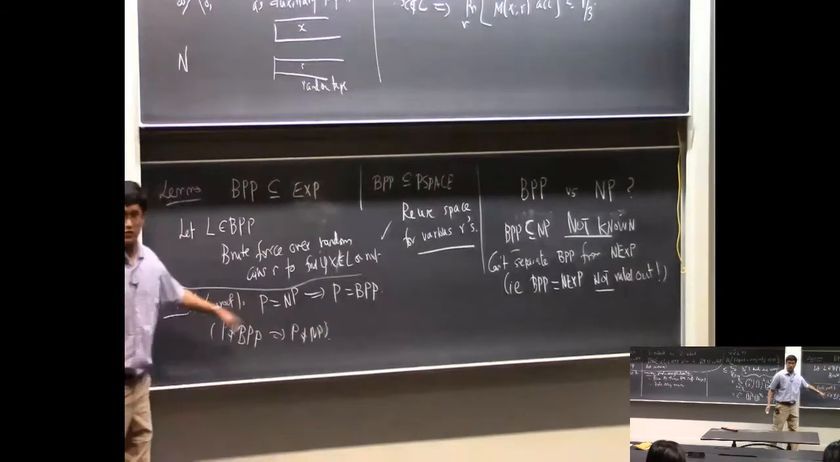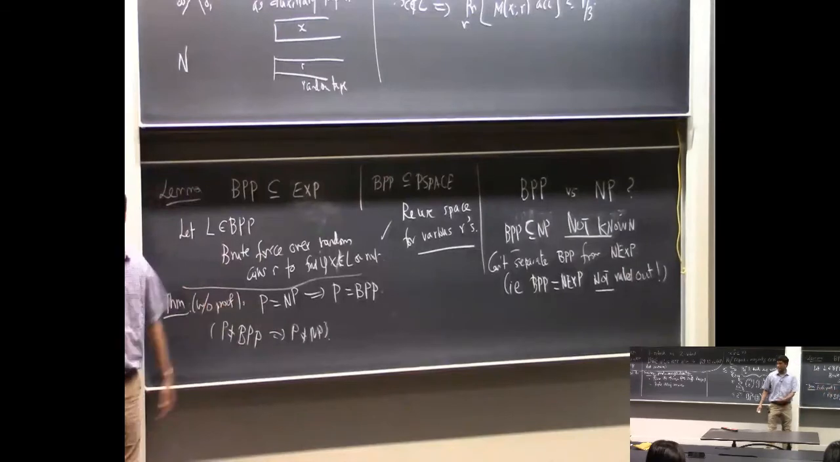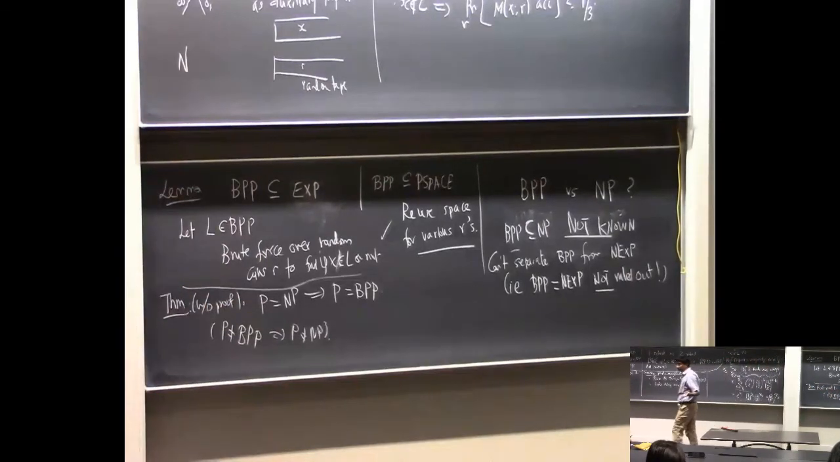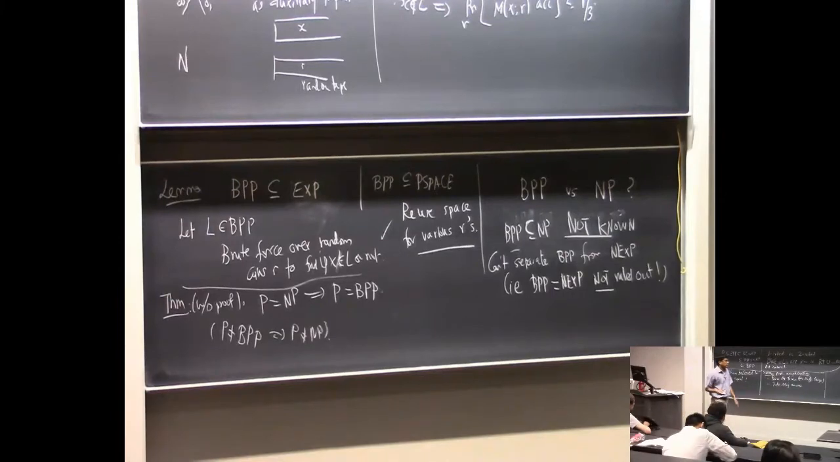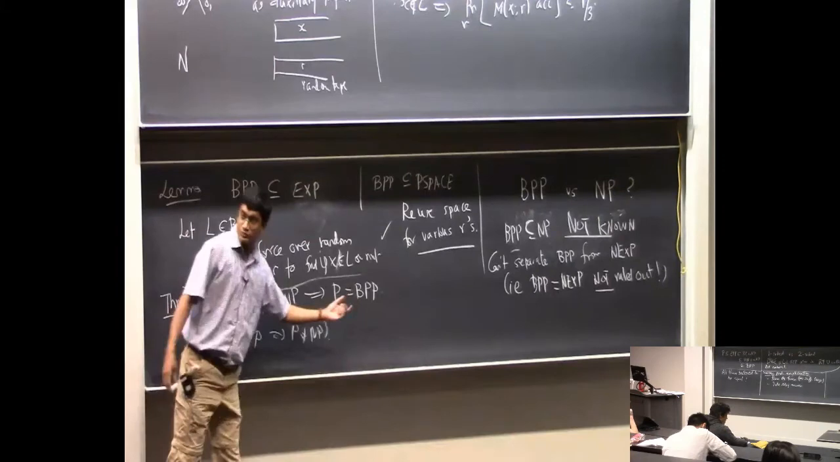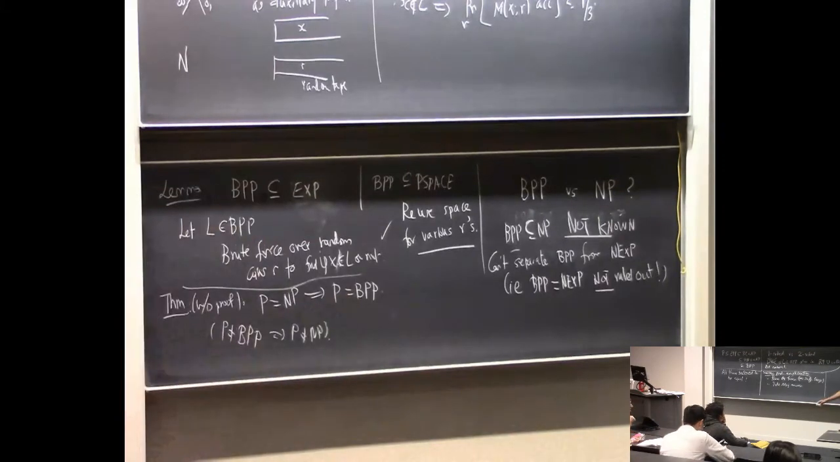Okay, so that's the contrapositive of this. So you can't separate BPP from P without separating NP from P. So in this sense, this is one little weakness we know, that BPP is perhaps an easier class, at least in terms of collapsing to P, though unconditionally we cannot quite say this.